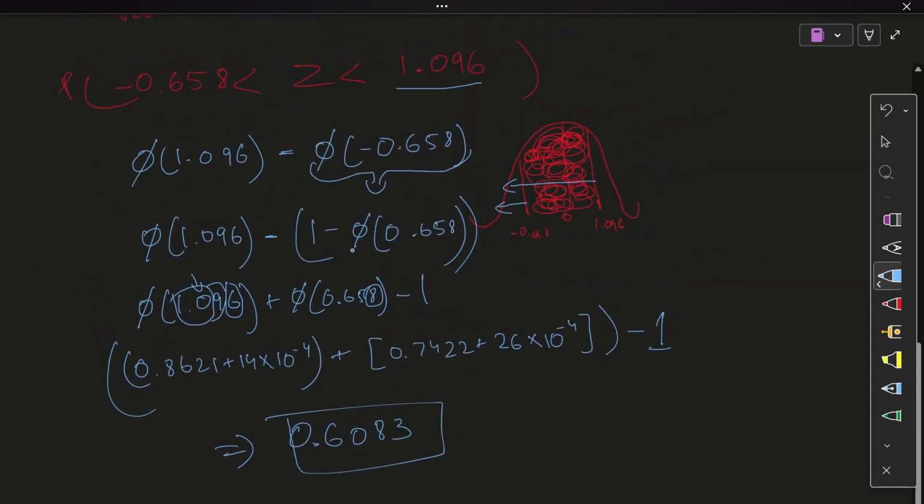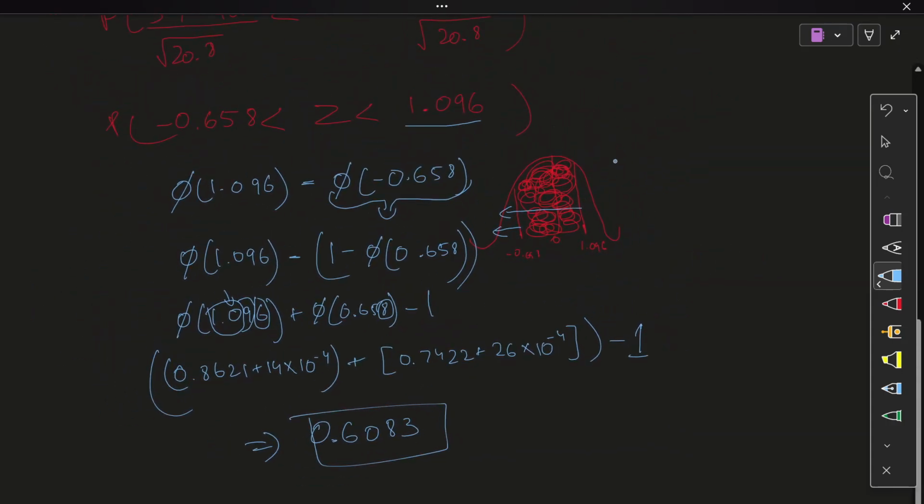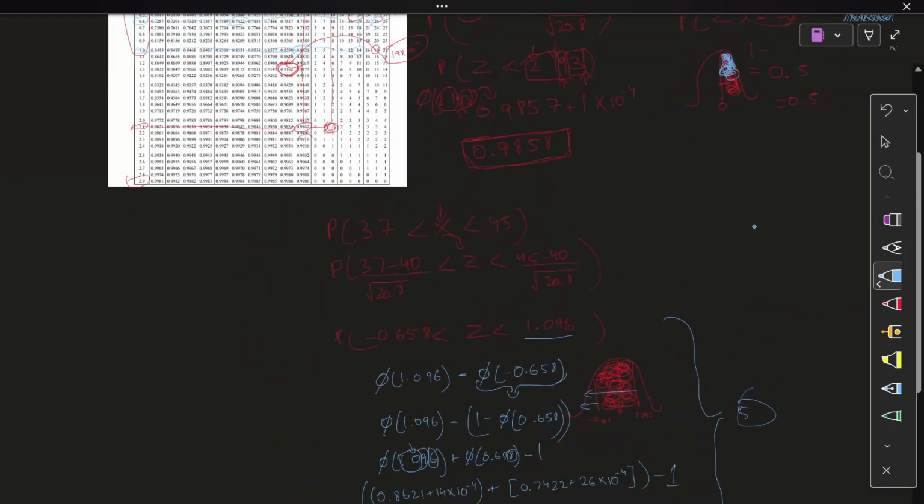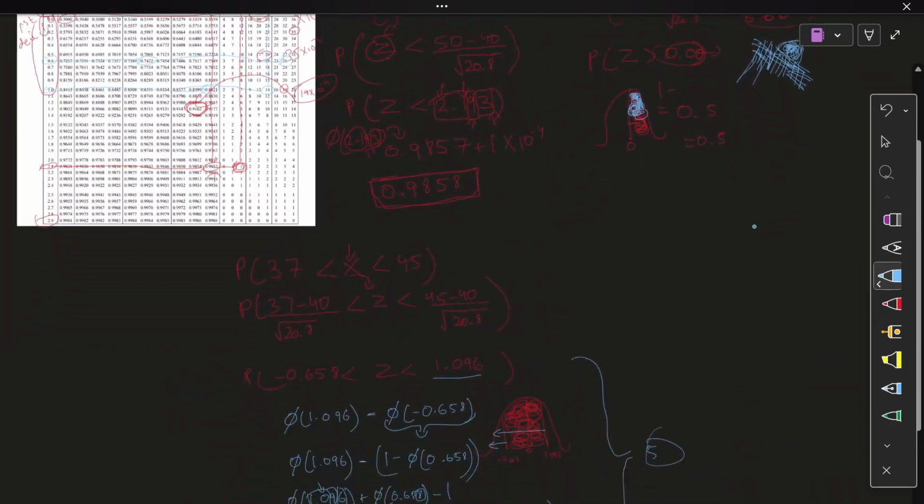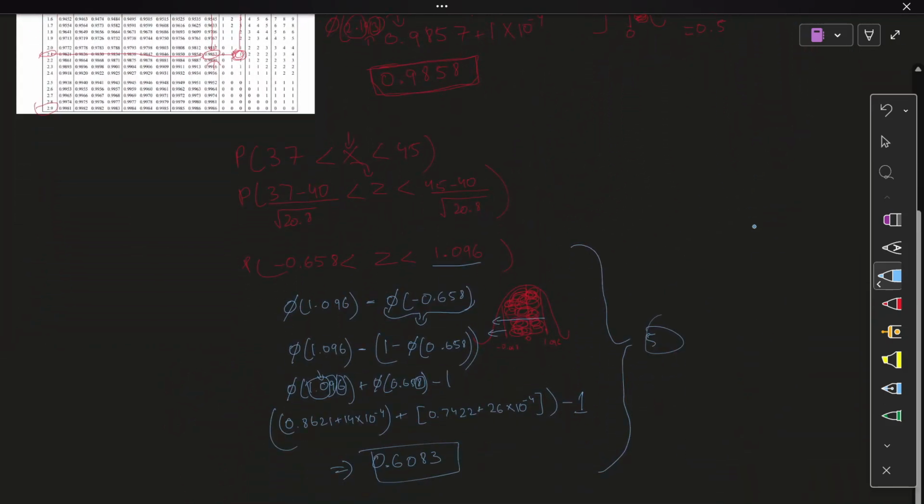So all of this working, such small working, precise, conceptual, all this is like 5 marks in your exam, right? 5 to 6 marks. So easy marks, do not lose these, man. Definitely get them. Now we know how to read the Z table. There is another part. Moving on to that.